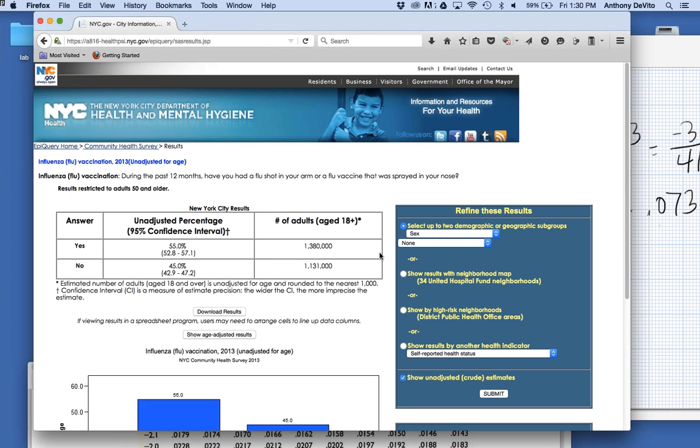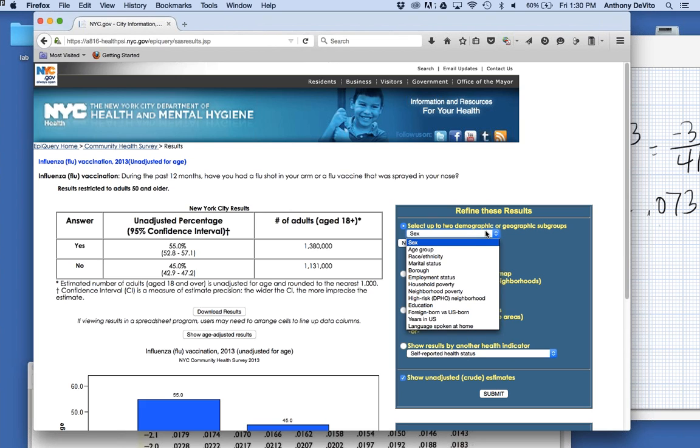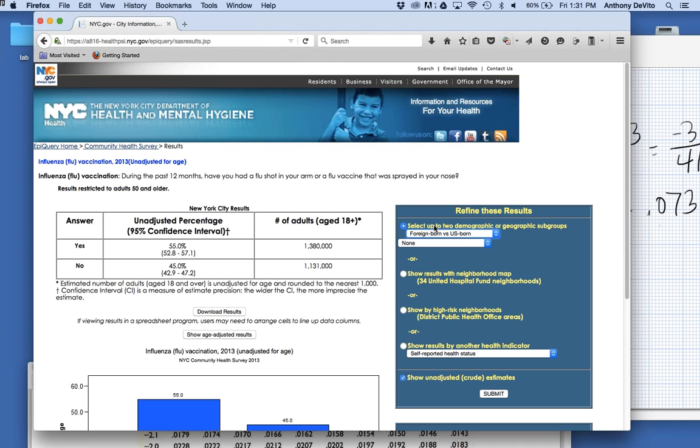Now let's look at this broken down by another category. Of the people who did or did not get vaccines, let's separate that data into another group. Do I want to know by age group, ethnicity? How about by whether a person is foreign born or US born? I think that's likely to give us only two categories, so it's going to make it simpler for the moment. We could also break it down by another category within that, but for right now, I'm only interested in whether being foreign born or US born influences whether or not you're going to get an influenza vaccine in New York. So I'm going to click submit.